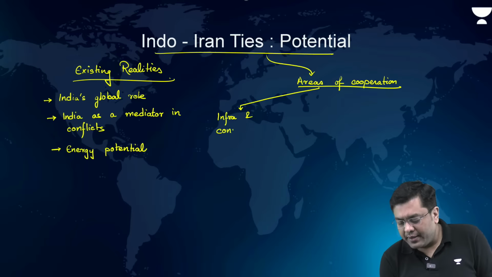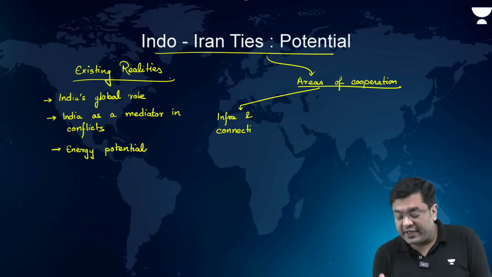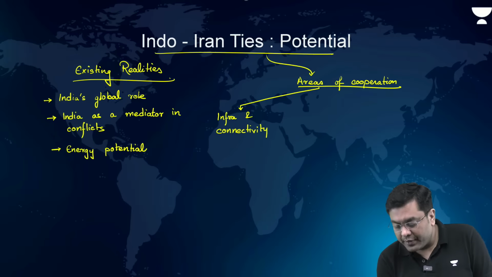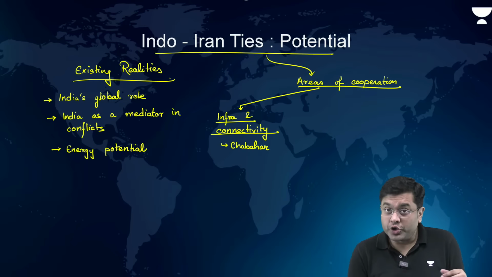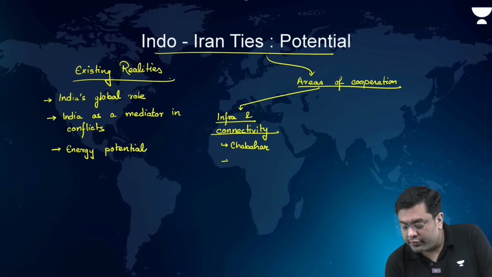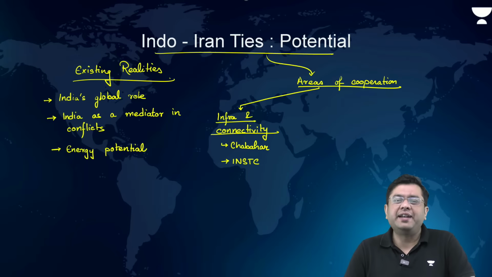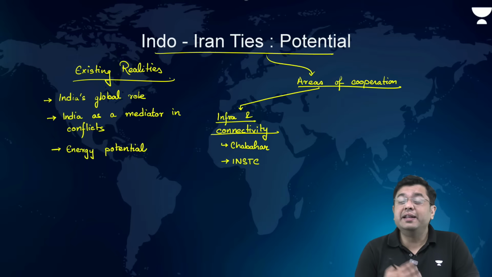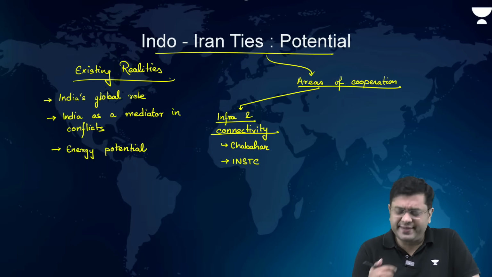And this will boost the trade, integration, and coming together of the entire region as well. So here you can give the example of Chabahar port as connectivity to the western portion of Afghanistan and also the International North-South Transportation Corridor in order to provide connectivity to Central Asia. Then other than that, as we talked about, the energy potential that Iran holds is quite significant.